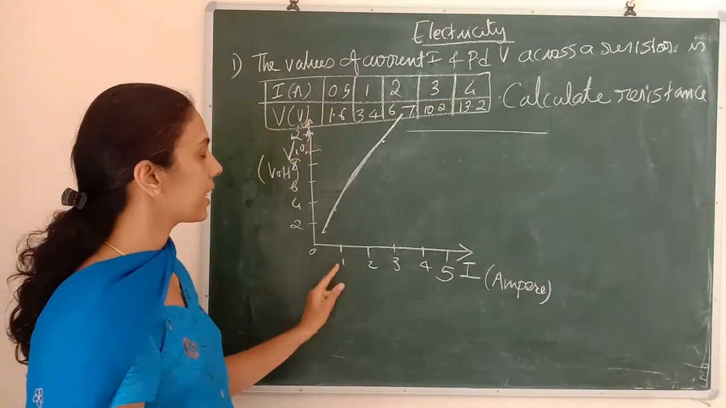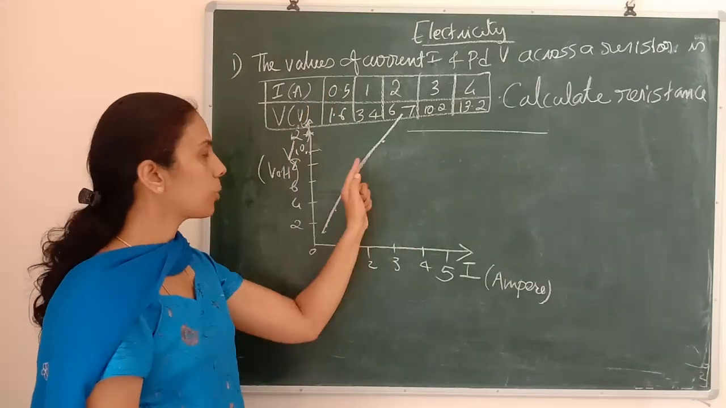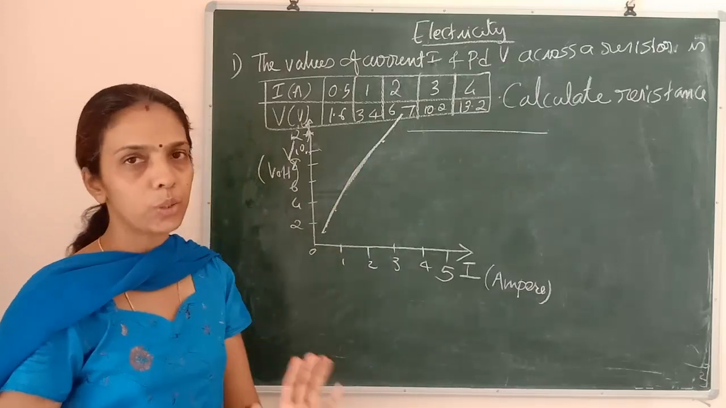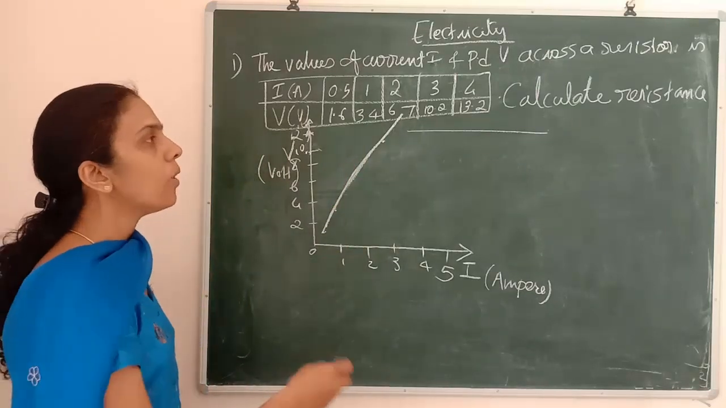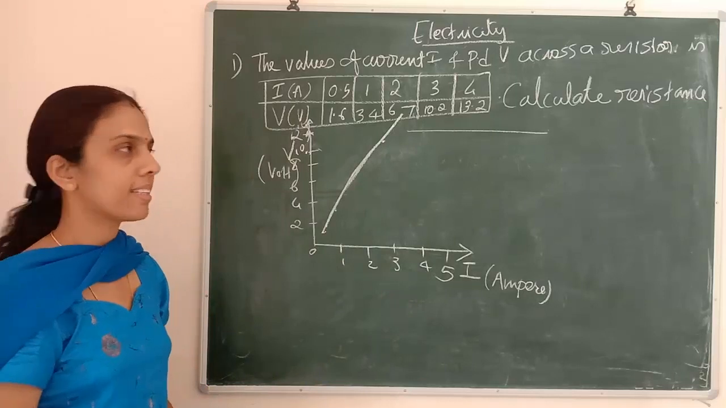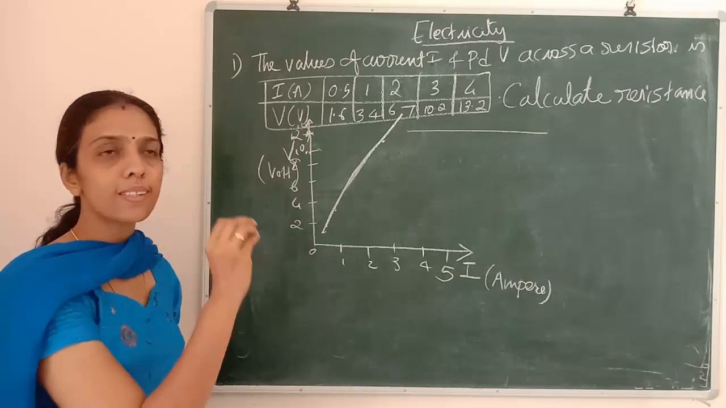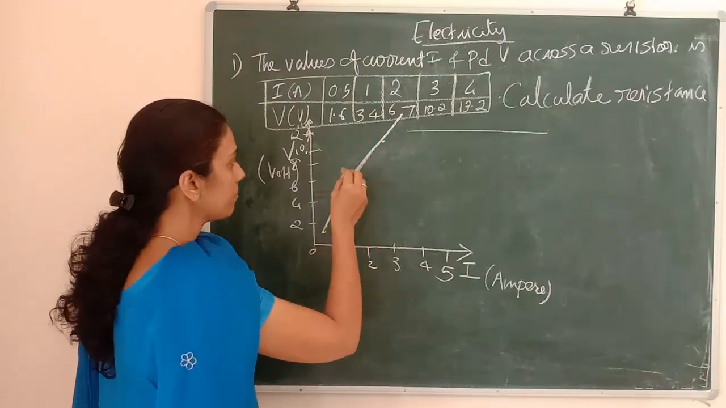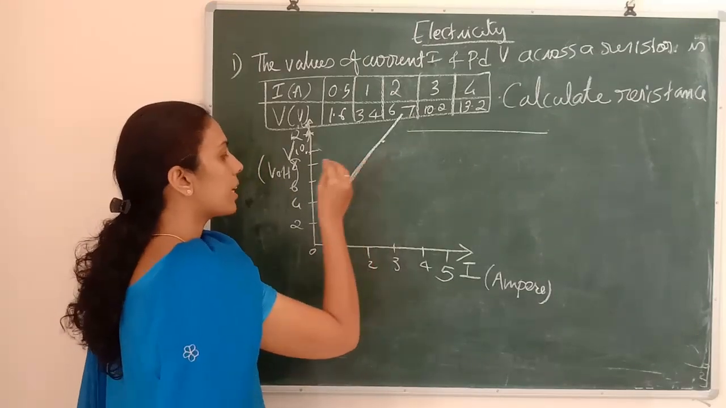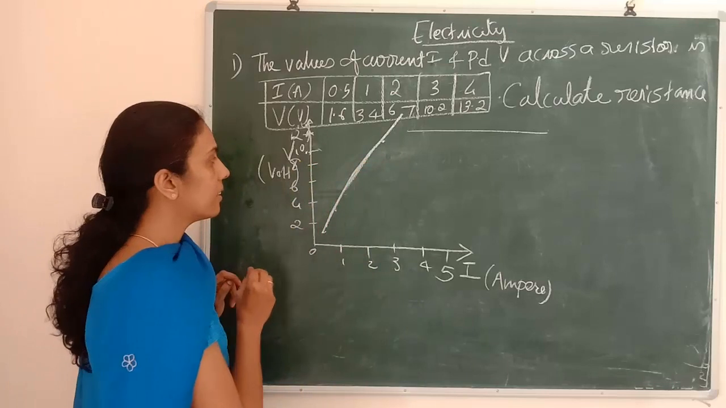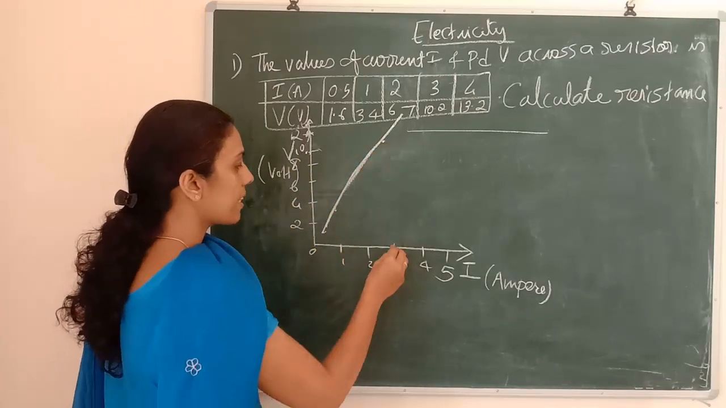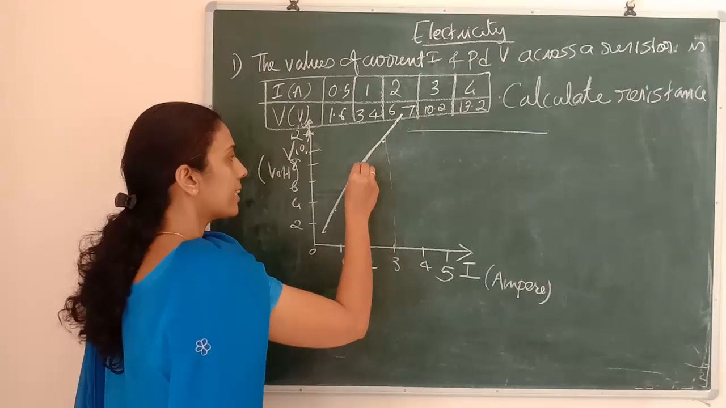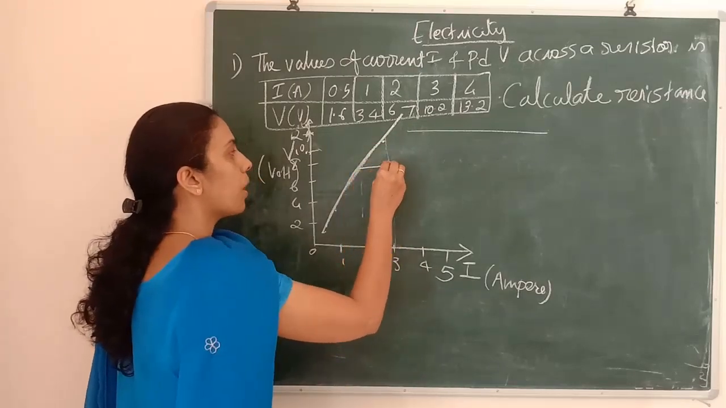For each current value you can find the xy coordinate. The way you do it in maths, the same way you can do it here also. Now our aim is to find the resistance. How can we find the resistance from the graph? Any one small triangle I can consider. If I am considering between 2 and 3, see this one and this one, 2 and 3.